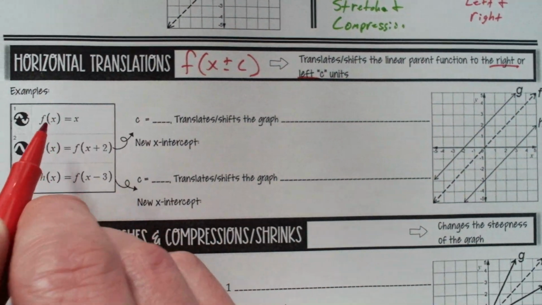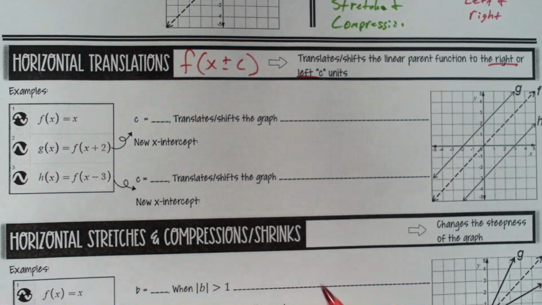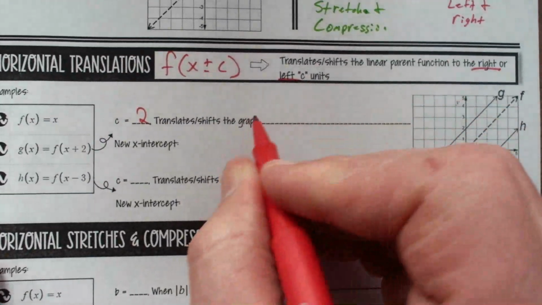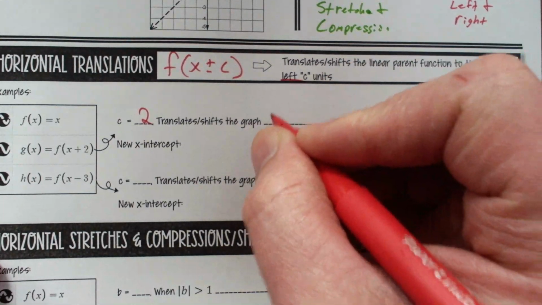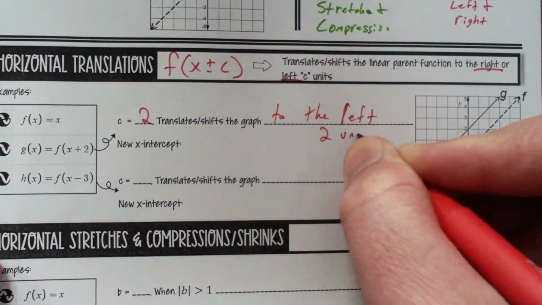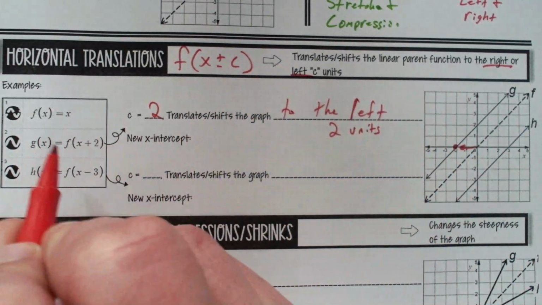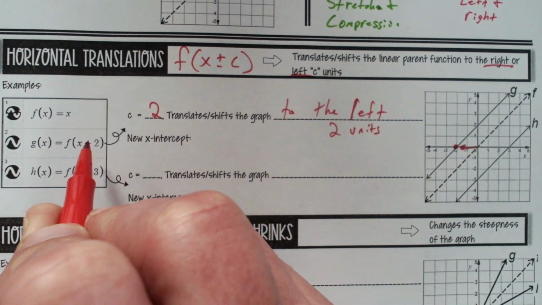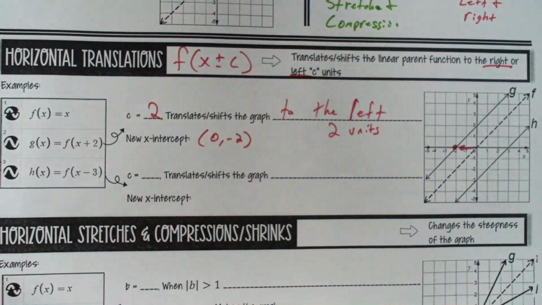Now, if we start with f of x equals x, and then we type in g of x equals f of x plus 2, so this c value is going to be 2. This is going to cause a translation, but instead of adding 2 and thinking it's going to go to the right, it actually goes left. So it's to the left 2 units, because it causes this function to happen earlier because we are adding 2 to it, so it's speeding this up. Our new x-intercept is (-2, 0).